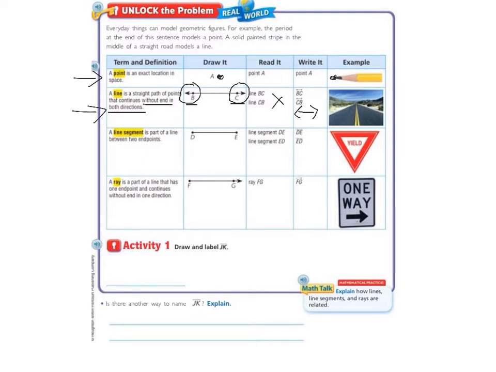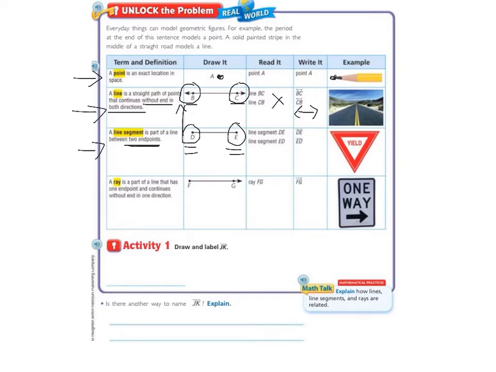Our next vocabulary is a line segment, and that means when our line stops. A line segment is a part of the line between two end points. So instead of continuing on forever, like our line, a line segment stops on each end. Notice that there's no arrows going both directions. So we call this line segment DE, or we can call it line segment ED. So either direction, it's still called the same letters. So we would read that out loud as line segment DE or line segment ED.